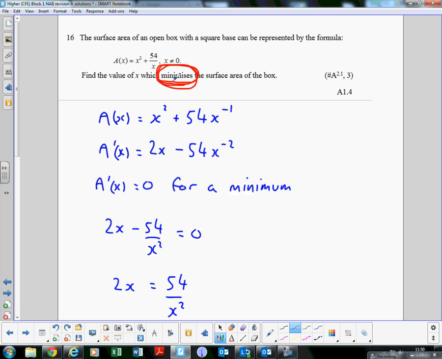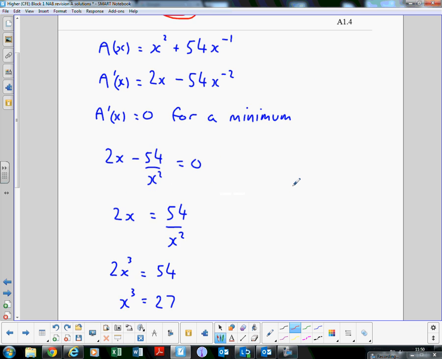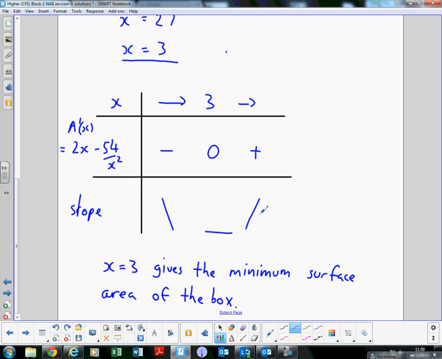Find the value of x which minimizes the surface area of the box. We'll also need to make the statement: x equals 3 gives the minimum surface area of the box. And that is the end of it.